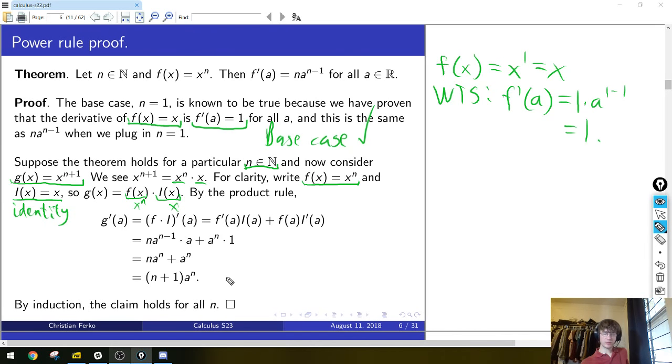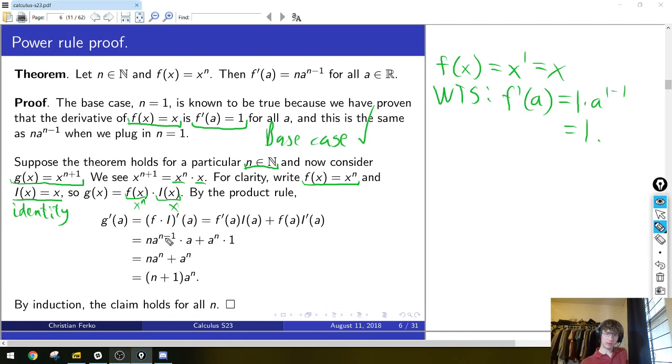So now we use the product rule that we proved last time. The derivative of a product, g prime, which is the derivative of f times I: we remember the derivative of f times I is the derivative of f times I left alone, plus the derivative of I times f left alone, just the product rule.